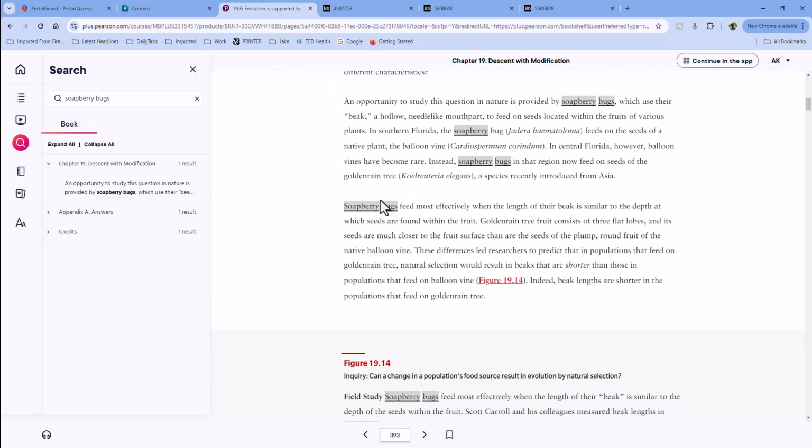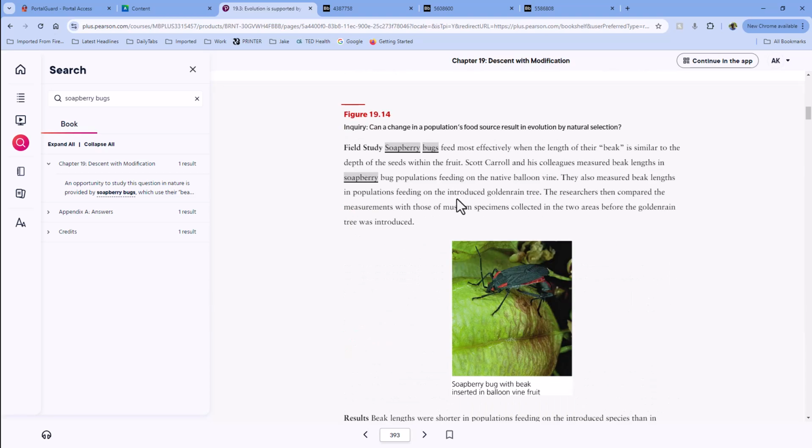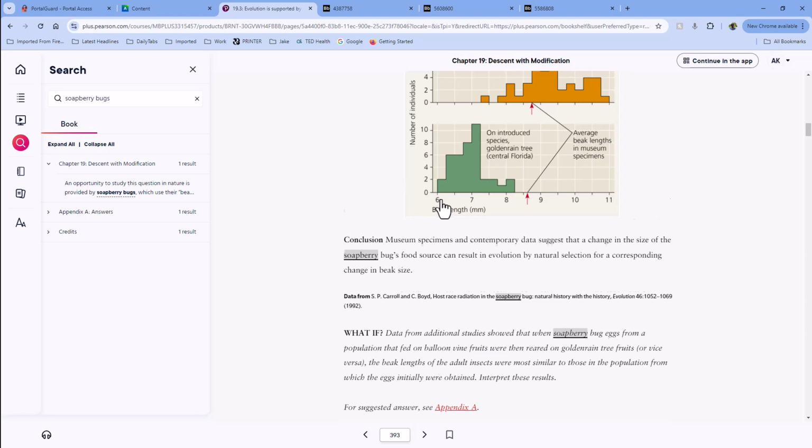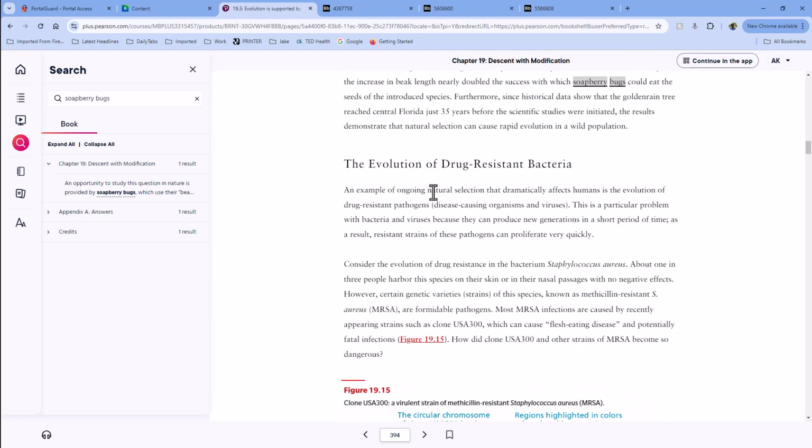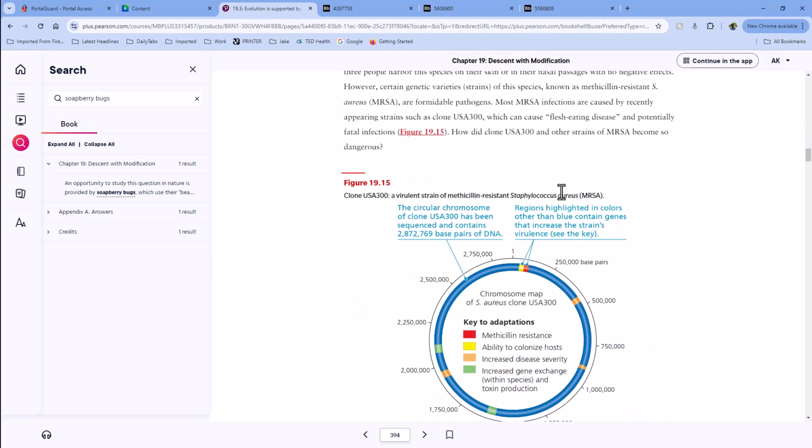So that was figure 19.14. And then with our multi-drug resistant MRSA right here, the evolution of drug resistant bacteria is another, so figure 19.15.